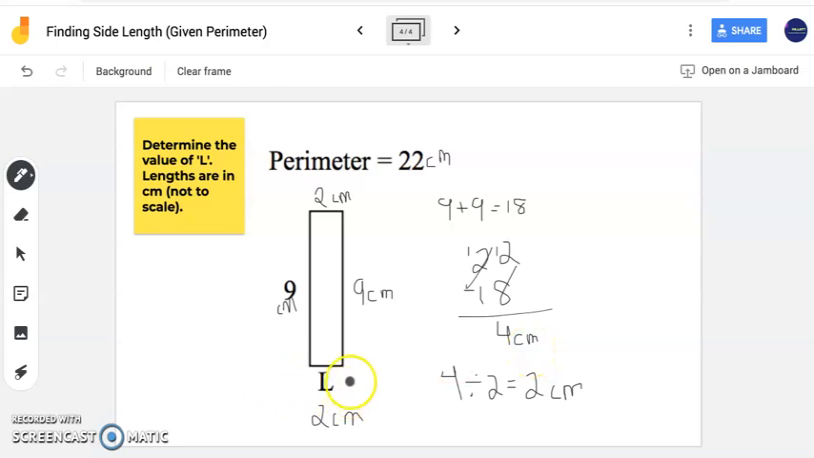That helped me determine my missing length because that 4 centimeters told me that that's the value of both my widths. Then I need to divide that by 2 to get that individual value, and that will help you find your answer, leaving you for the answer of this problem to be 2 centimeters.